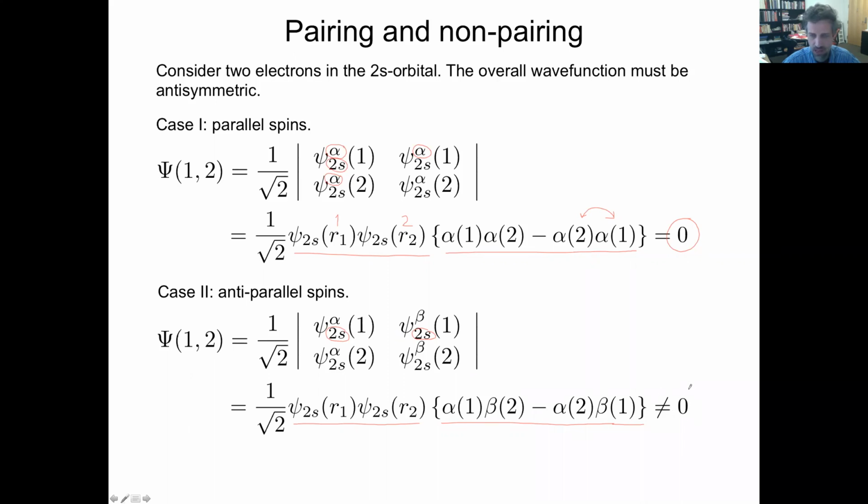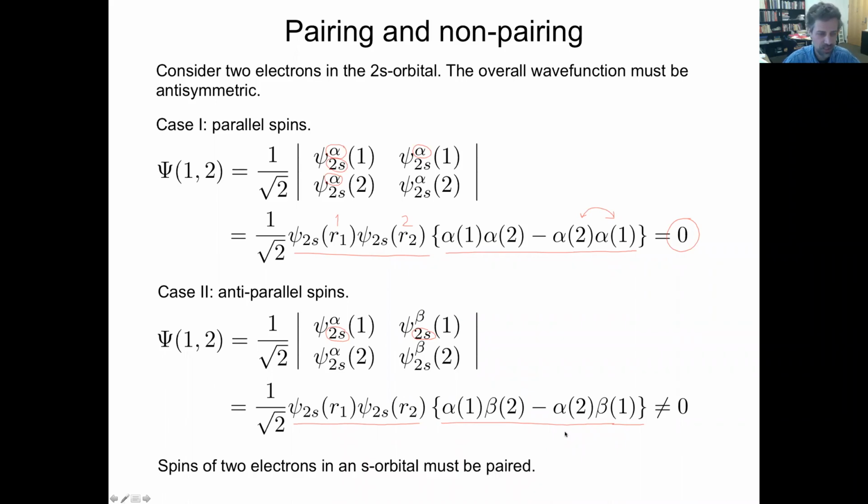So this is a valid solution. It is not equal to 0. This is a valid finite wave function. It has amplitude, it's not 0. And that means that this is a valid solution of my problem. It's an anti-symmetric wave function where both electrons are in state 2s, orbital state 2s. They must have an anti-symmetric spin state, as we have already determined.